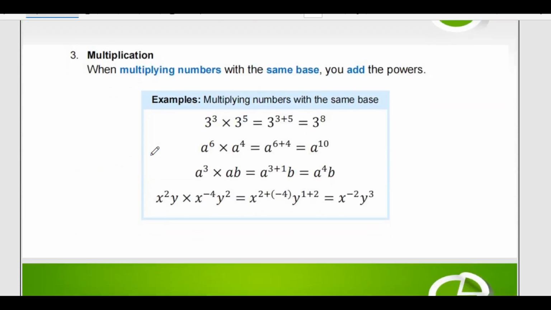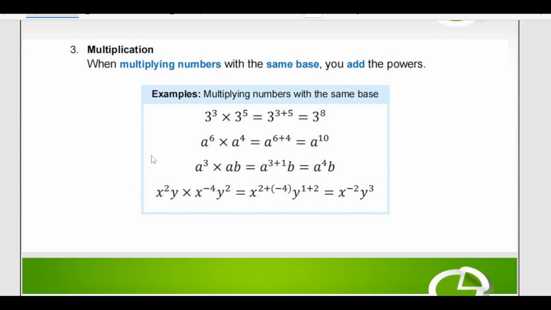Now, next, multiplication. So, we do simple calculations, as you know, addition, subtraction, multiplication and division. So, the rule for multiplication: when multiplying numbers with the same base, you add the powers, right. So, let me write here, when multiplying numbers with the same base, let us say you have x power m here and x power n here, then we add the powers. So, it will be x power m plus n, right. Make sure that your base is the same.